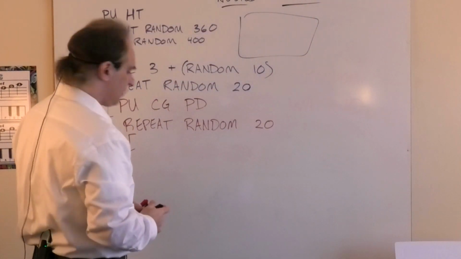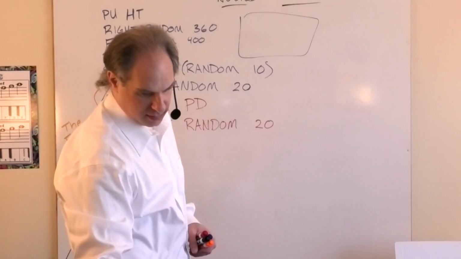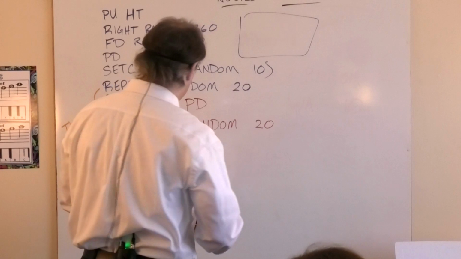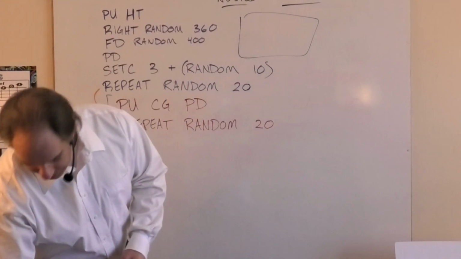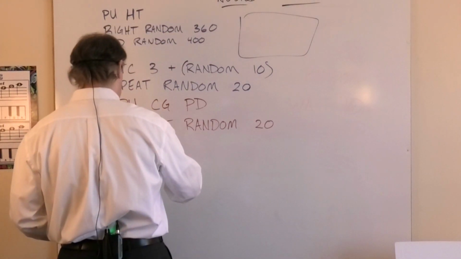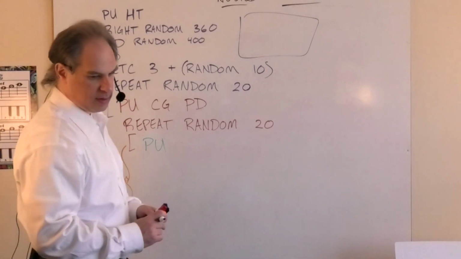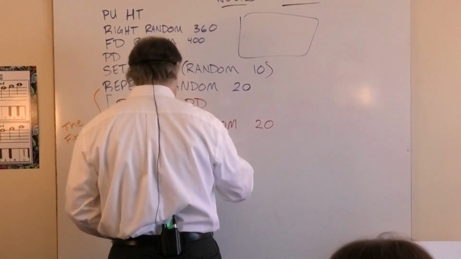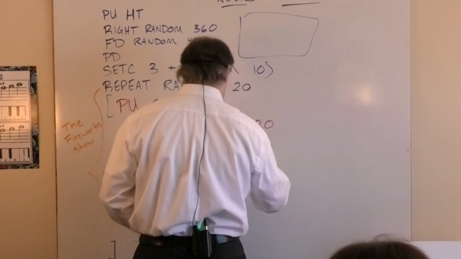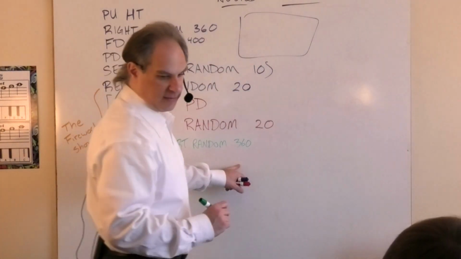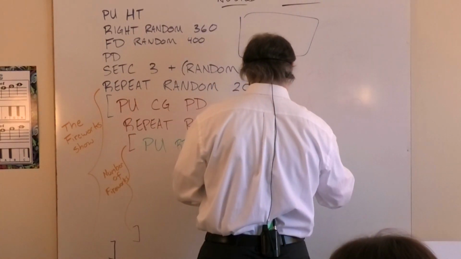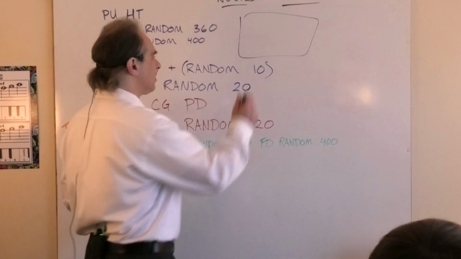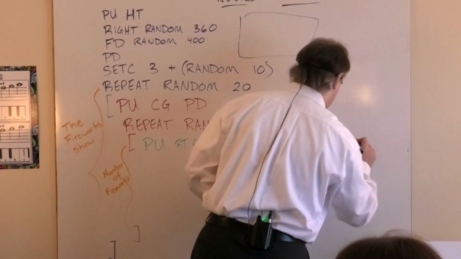Okay, so then what I did, now we have the show. So for the show, we're going to take the pen up, I'm just putting this on the same line as the bracket to save space. We're going to go right random 360. And you also did this so you know what's going on. Forward random 400. That's going to put the turtle in some random spot on the screen. And then we'll do our pen down because we're ready to make our firework.